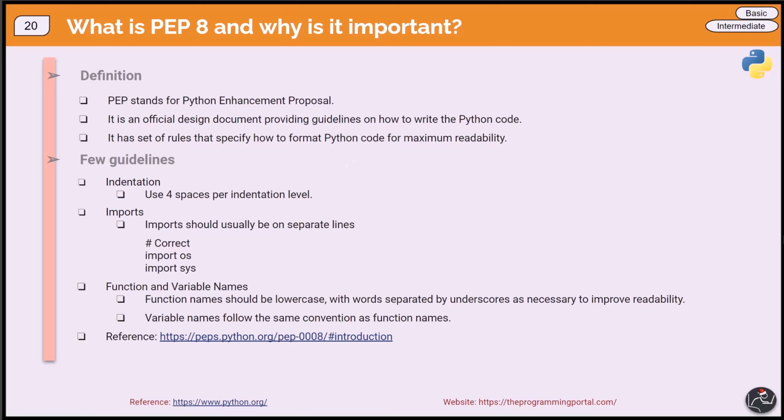There are a few basic guidelines we normally follow, such as to use 4 spaces per indent level. In Python, we don't have any enclosing brackets for code, instead we have indentation. Some other guidelines are that function and variable names should start with a lowercase, and if there are multiple words, they should be separated by underscores. Another guideline is we should always import on separate lines. There are many more design recommendations. You can read more about it from the official link mentioned in the description.